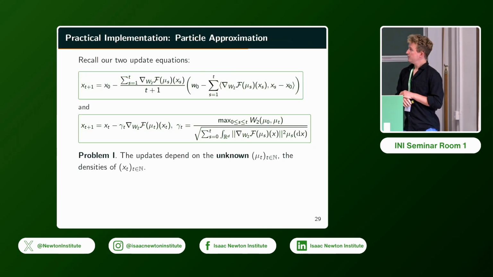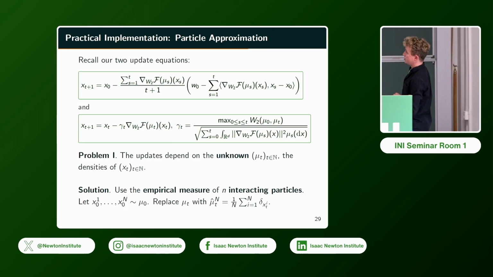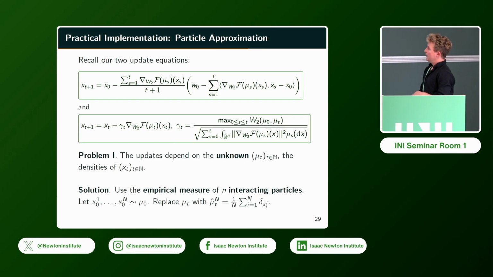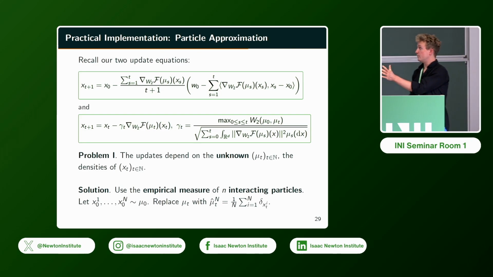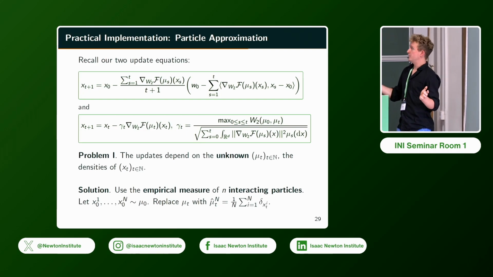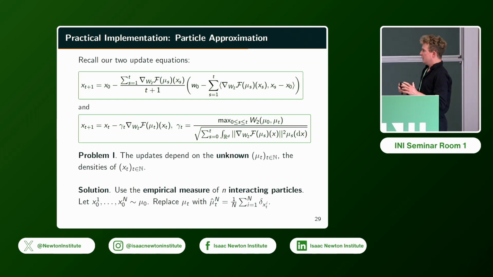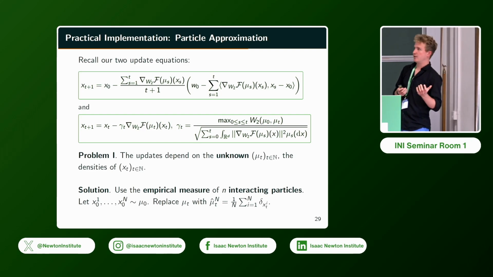Okay, so a couple more points to make. These are now our two update equations. The problem we have still is that these updates depend on the unknown sequence of measures, right? So what are we going to do? Well, we're going to play a couple of tricks which are very familiar to people who have worked on particle-based methods or particle-based variational inference like SVGD.